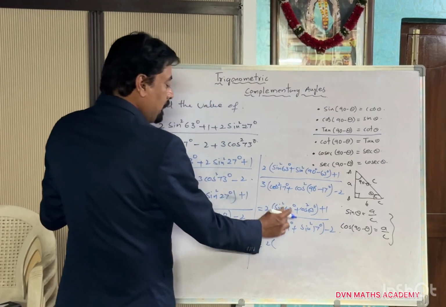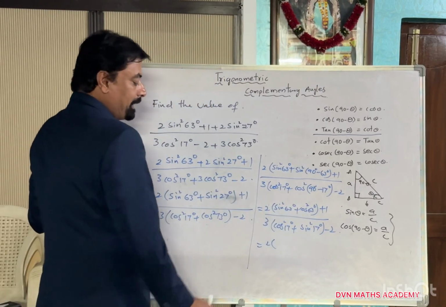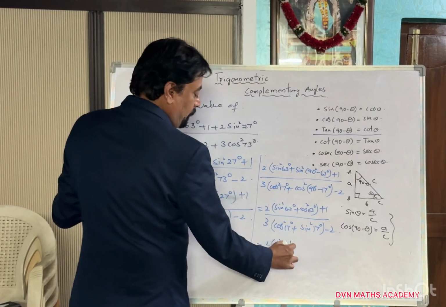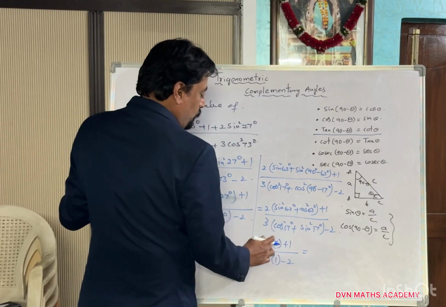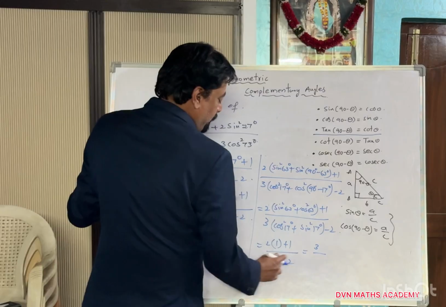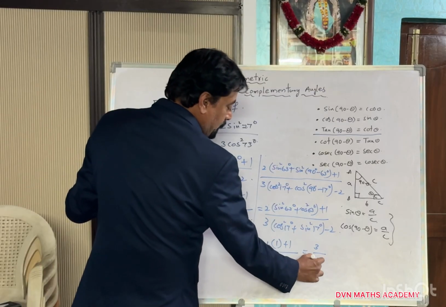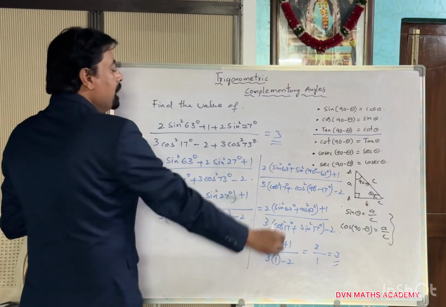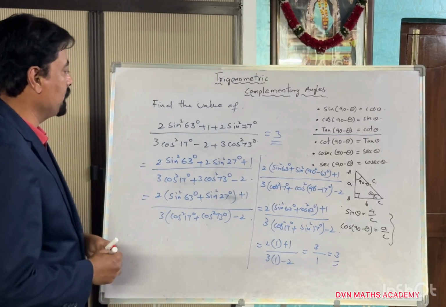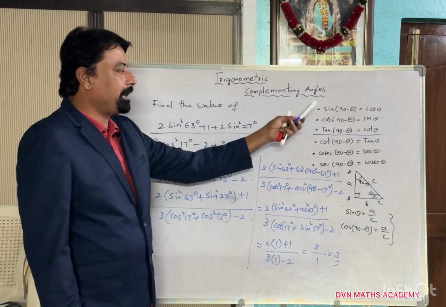You know that sin square theta plus cos square theta is 1. So 2 into 1 plus 1, divided by 3 into 1 minus 2. 2 ones are 2, plus 1 is 3. 3 ones are 3, minus 2 is 1. The value is 3. So the value of the question is 3. This is the method to solve this question by applying the trigonometric complementary angles.